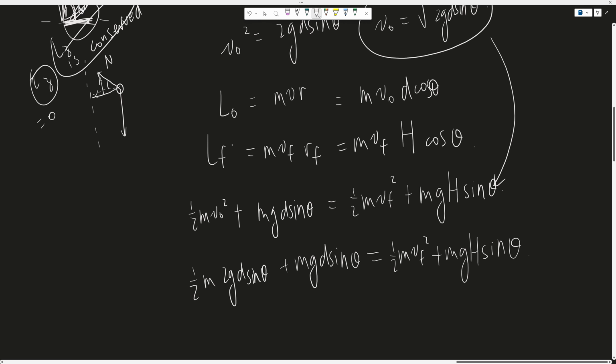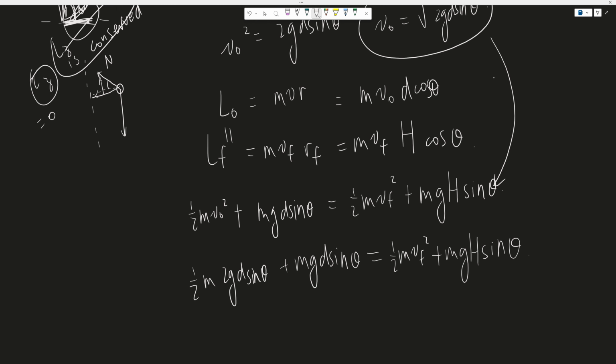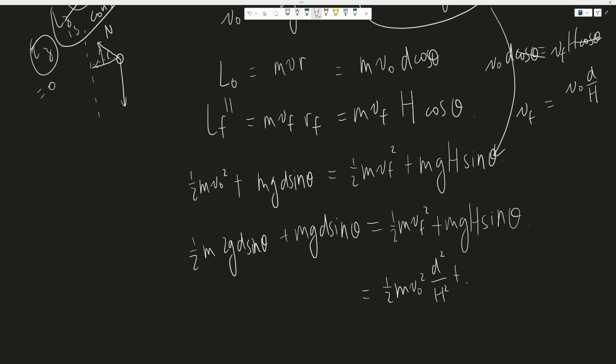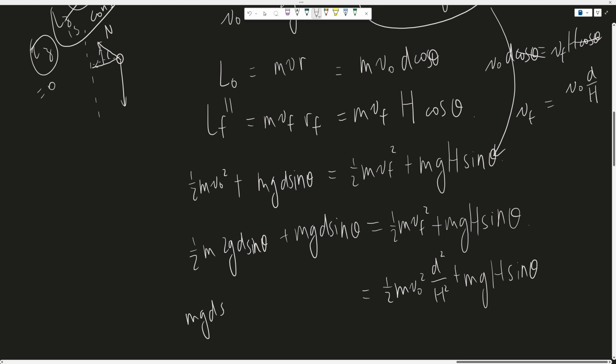Since we know that L0 is always equal to LF because of the conservation of angular momentum, we know that V0 d cosine theta is always equal to V final h cosine theta. So cancel out the cosine theta. We know that VF equals V0 times d over h. And so then we can sub in and write half m v0 squared d squared over h squared plus mgh sine theta. And then this side we can simplify a bit. We get mgd sine theta, and this is also mg sine theta, so I'll just write 2.